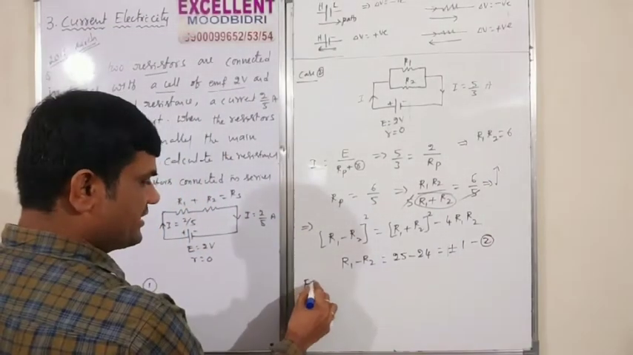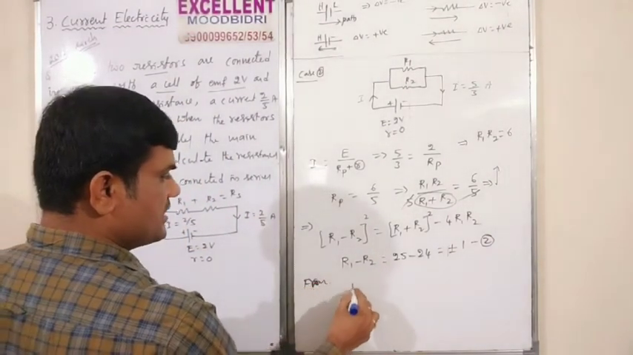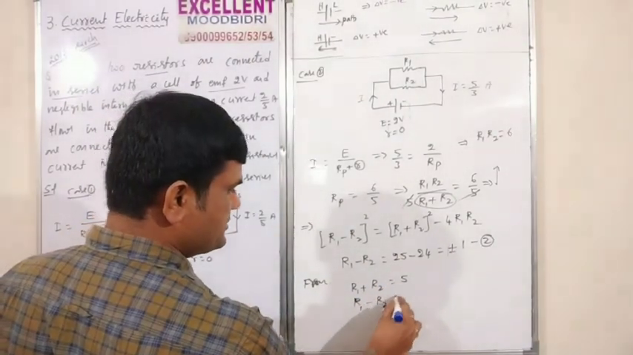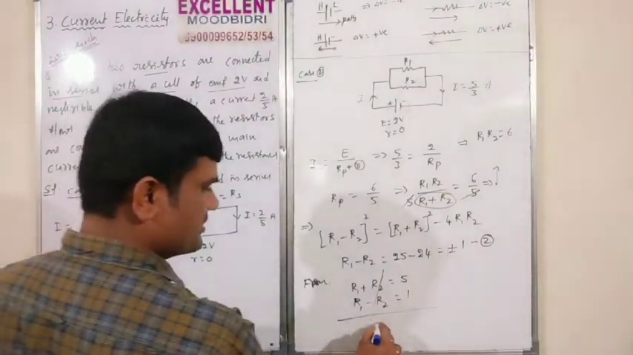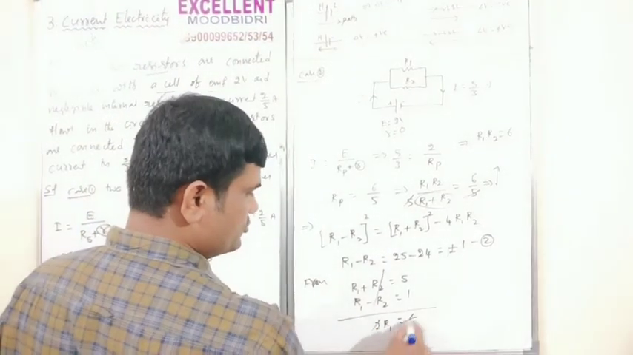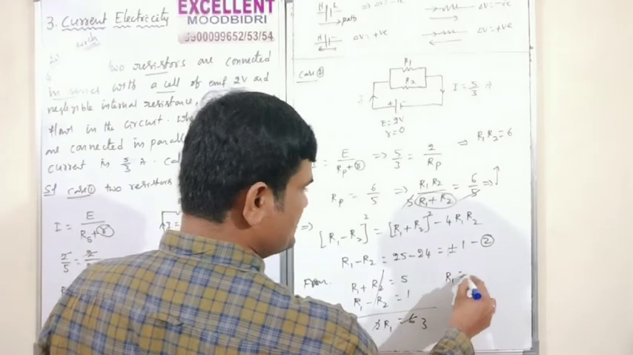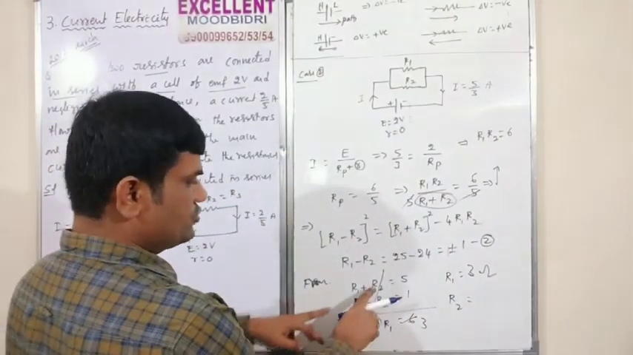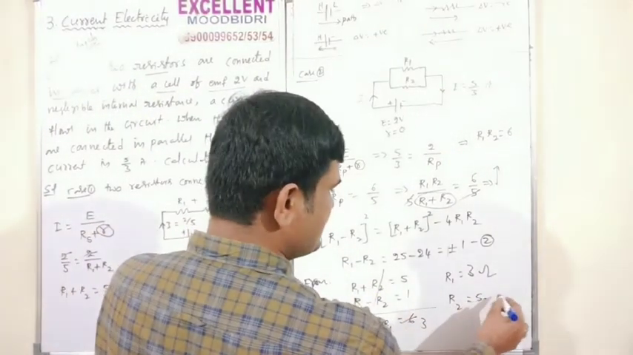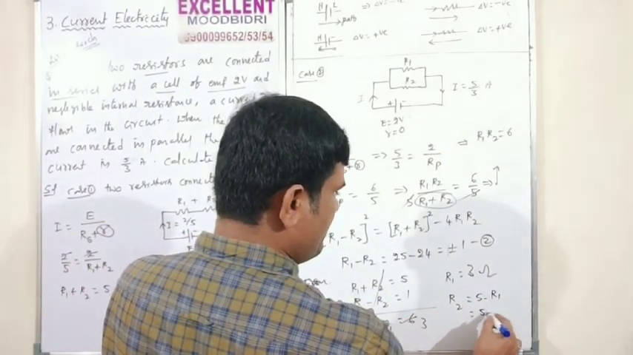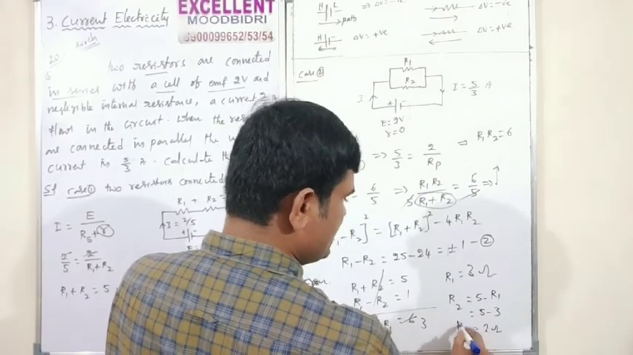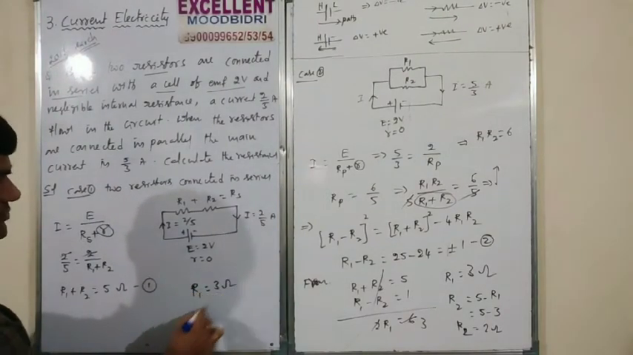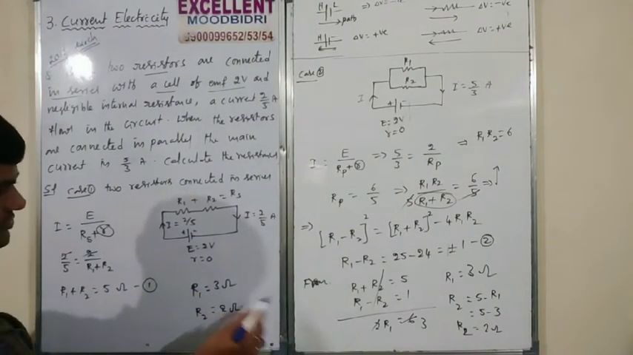So from 1 and 2, what can we write? R1 plus R2 is equal to 5, R1 minus R2 is equal to 1. Adding, R2 gets cancelled. How much will come? 2 R1 is equal to 6, so R1 is equal to 3 ohms. Similarly R2 is 5 minus R1, so 5 minus 3 is equal to 2 ohms. So R1 is equal to 3 ohms, R2 is equal to 2 ohms. Right? Okay.